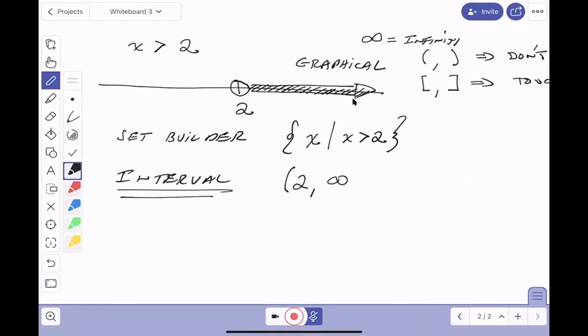Infinity is on the right. And I want to communicate this to you. You could never touch an infinity. And why is that? It just doesn't. It's untouchable. It keeps going and going and going. You'll never reach there. It's on the right. It's still open. We're never going to touch it. So this is the graph. That's graphical. This is set builder. This is interval.